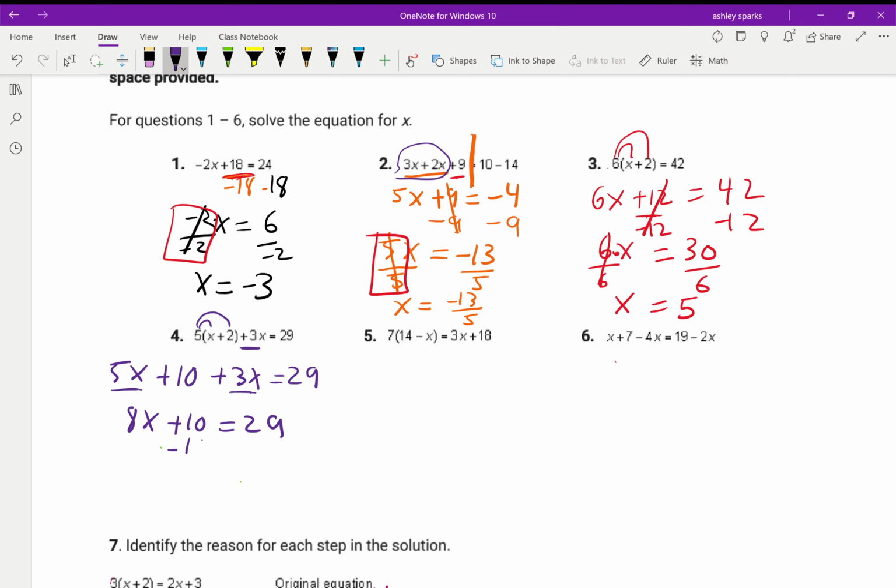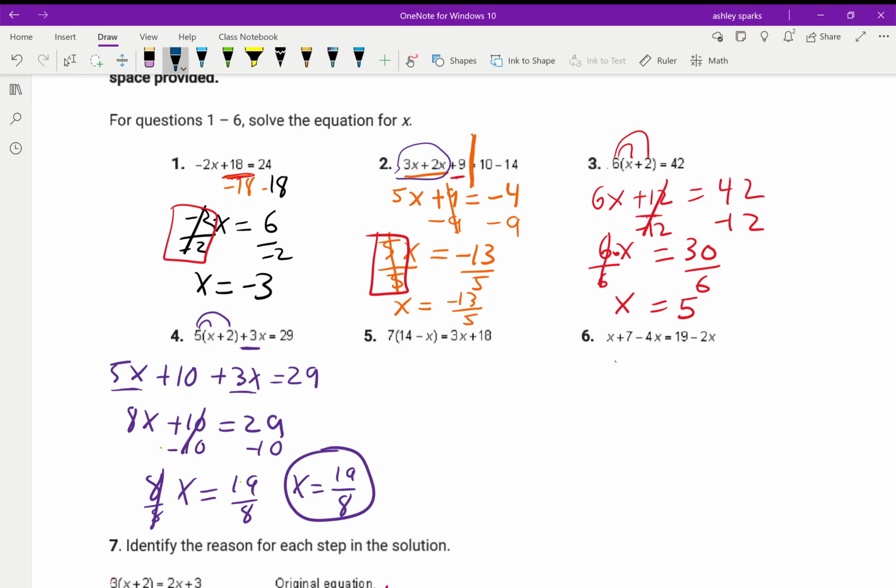Opposite of plus 10 is to subtract 10. And that leaves me with 8x, because my 10's have canceled, equal to 19. And I'm going to divide both sides by 8. My 8's have canceled, and x will equal 19 over 8 as my final answer. Again, some of these are just going to end in fractions. Apex could have answer choices in decimals. It really depends on the question with Apex.